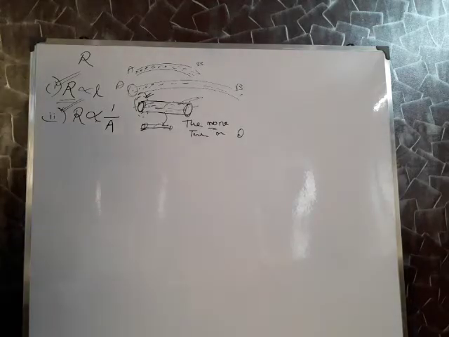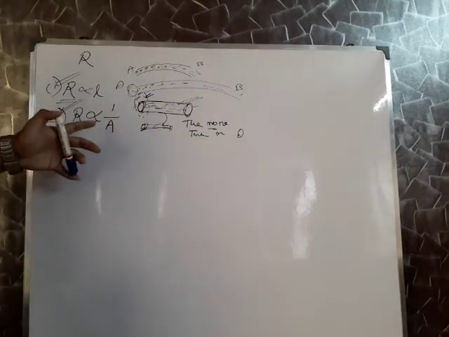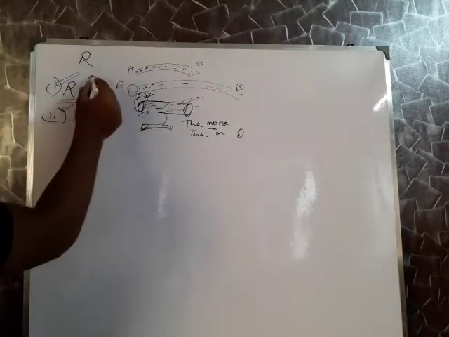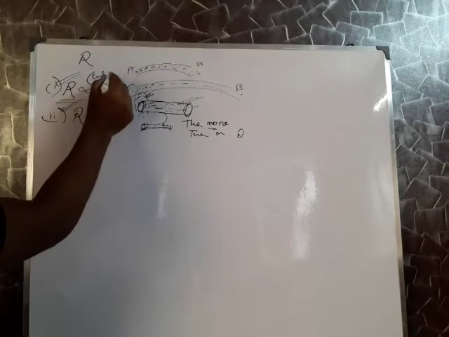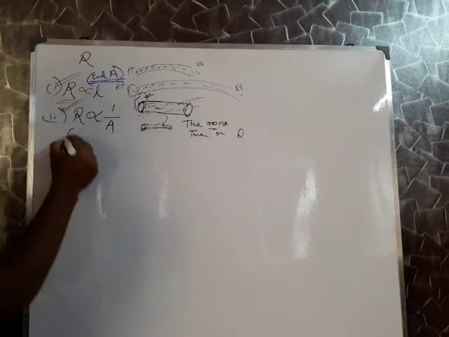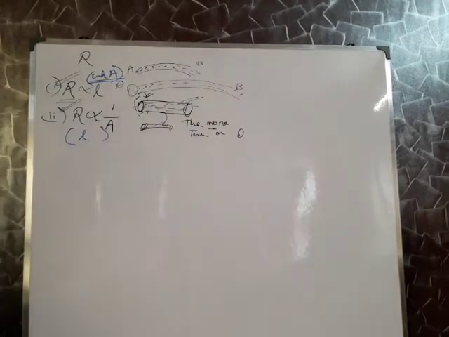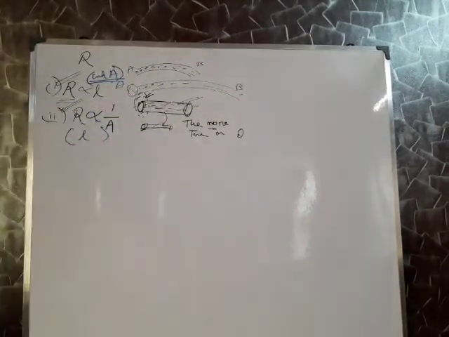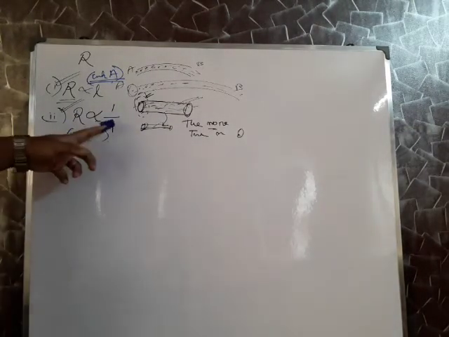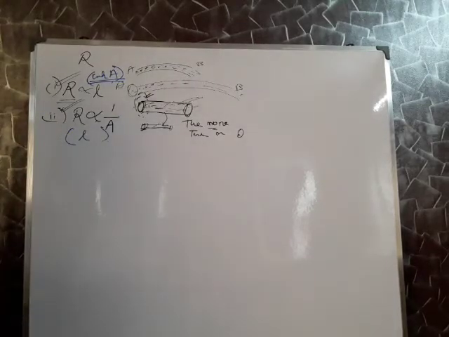But the thing is, for the first rule, R is directly proportional to the length, and R is inversely proportional to the cross section. We must write here that when A is constant, or when L is constant. That means when you consider the length, your cross section must not change, and when you consider the cross section area, the length must not change. This is the basic rule.